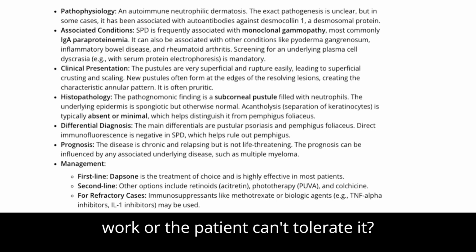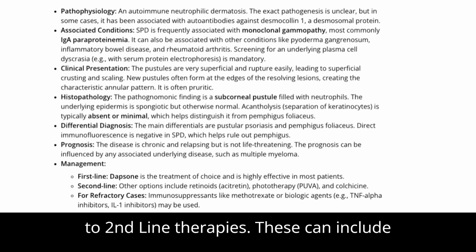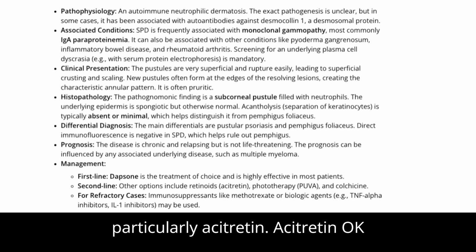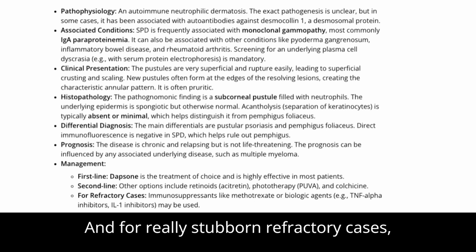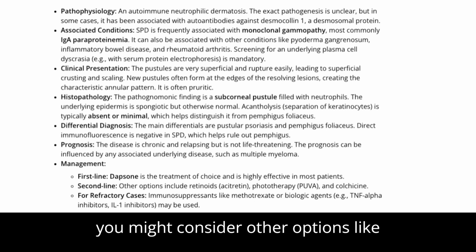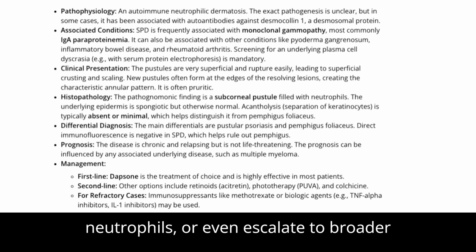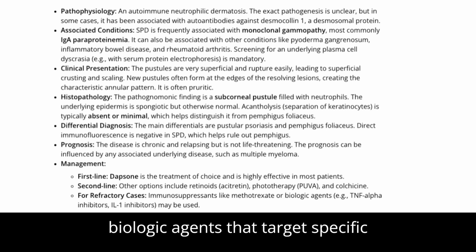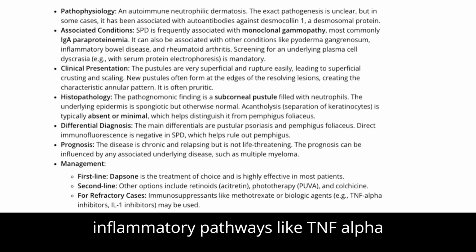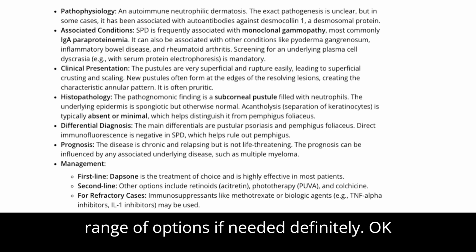Okay. What if Dapsone doesn't work or the patient can't tolerate it? What are the backup options? Then we move to second-line therapies. These can include things like systemic retinoids, particularly acitretin. Acitretin, okay. Phototherapy, like PUVA, has also been used. And for really stubborn refractory cases, you might consider other options like colchicine, which also affects neutrophils. Makes sense. Or even escalate to broader immunosuppressants, or some of the newer biologic agents that target specific inflammatory pathways, like TNF-alpha inhibitors, or maybe IL-1 inhibitors. So a range of options if needed.